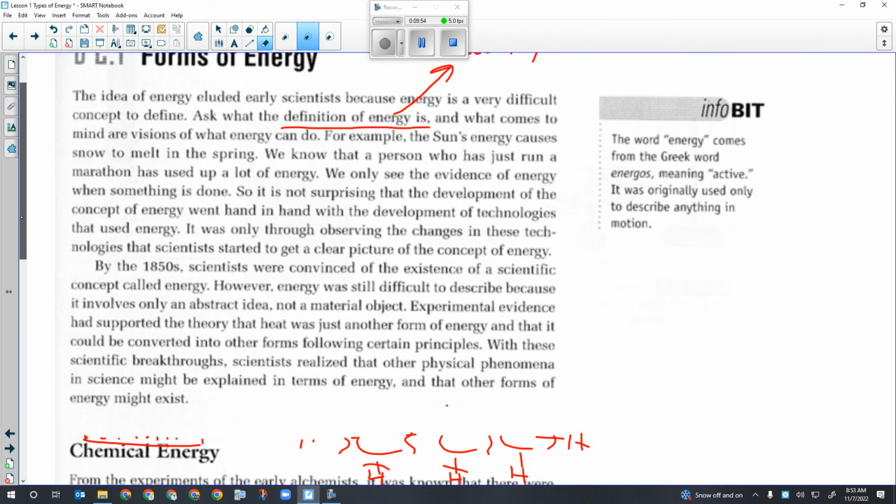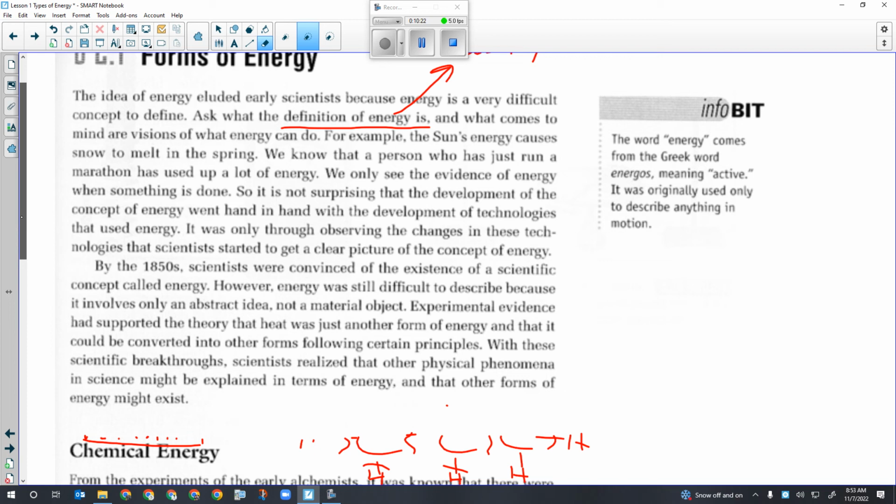Experimental evidence supported the theory that heat was a form of energy. It's actually not. Heat's a transfer of thermal energy. Thermal energy is what we would typically call heat. And that it can be converted into other forms following certain principles. So yeah, we can always convert energy into different forms. If I drag this desk along the floor, where did the energy for the desk to move come from?